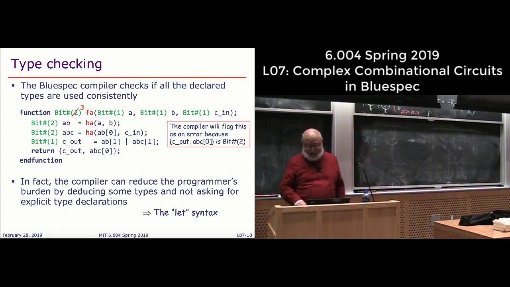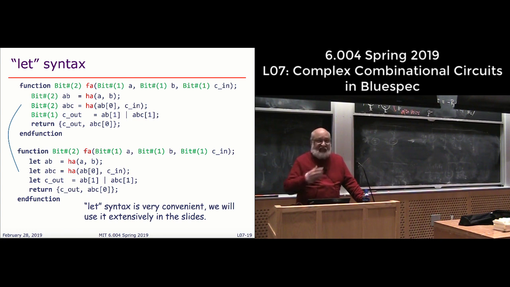In fact, the compiler can reduce the programmer's burden. The compiler can provide extra syntax to reduce your burden of types. And this syntax is known as the let syntax. So let me just show you what that will do. So the let syntax is that you have f of a, b, and c. This is the same code that I have shown you.